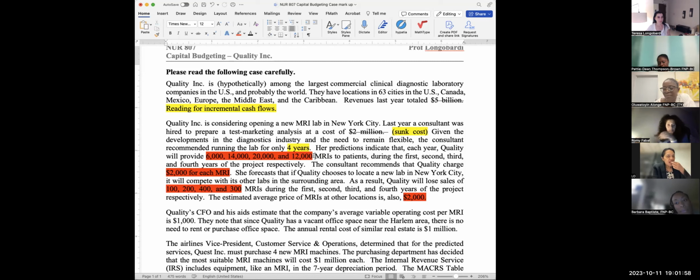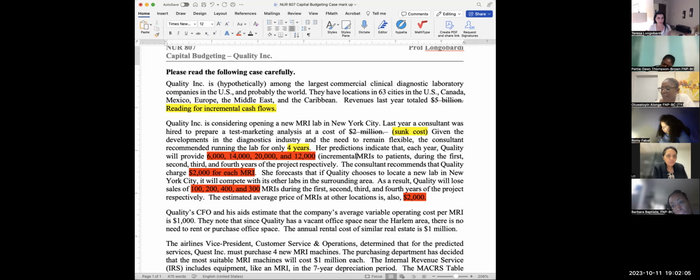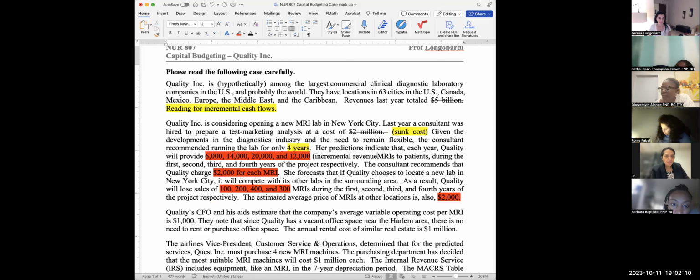So let me put some names here. This would be revenue, or to be specific, incremental revenue. It's incremental in the sense that it happens because of pursuing the lab as an investment. And then this set of numbers is going to be called incremental lost revenue.